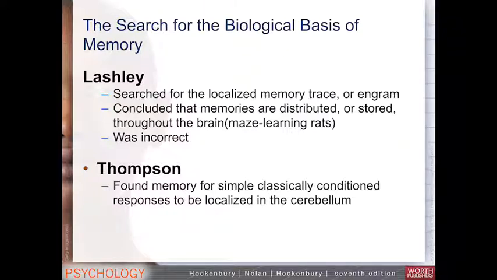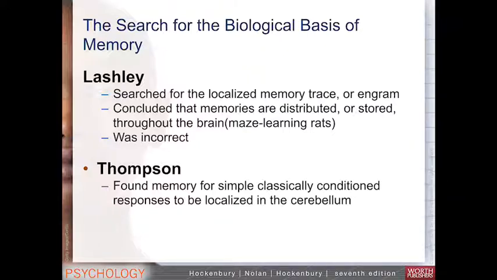Then Thompson came along, and when he classically conditioned responses in rats, and then lesioned their cerebellums, he found that memories for classically conditioned responses were impacted when he damaged the cerebellum in the animals that he worked with. And so if Lashley had really focused more on the cerebellum, he actually would have been able to find more support for what he was saying. But Thompson was the one who found more of the biological basis of at least part of memory.